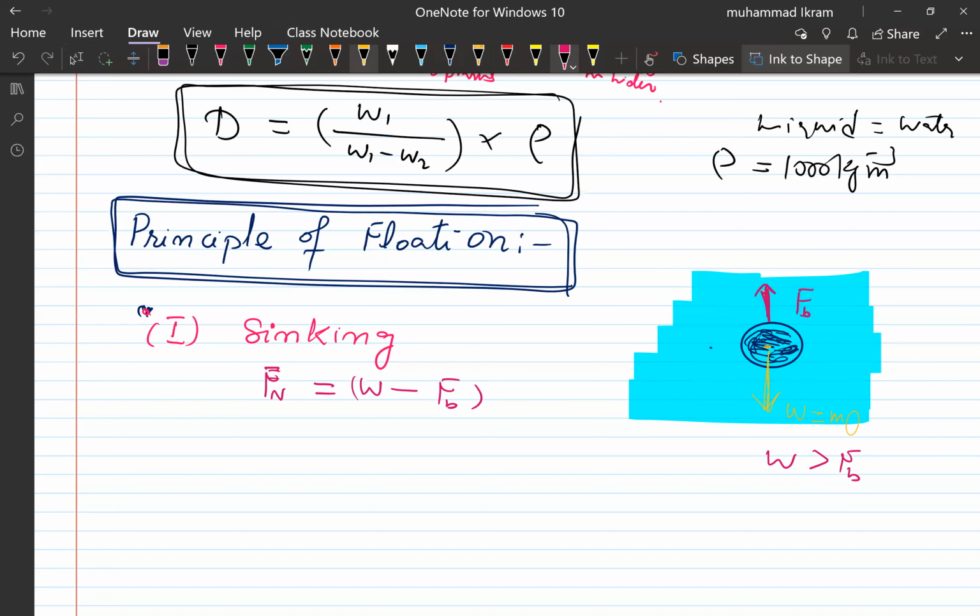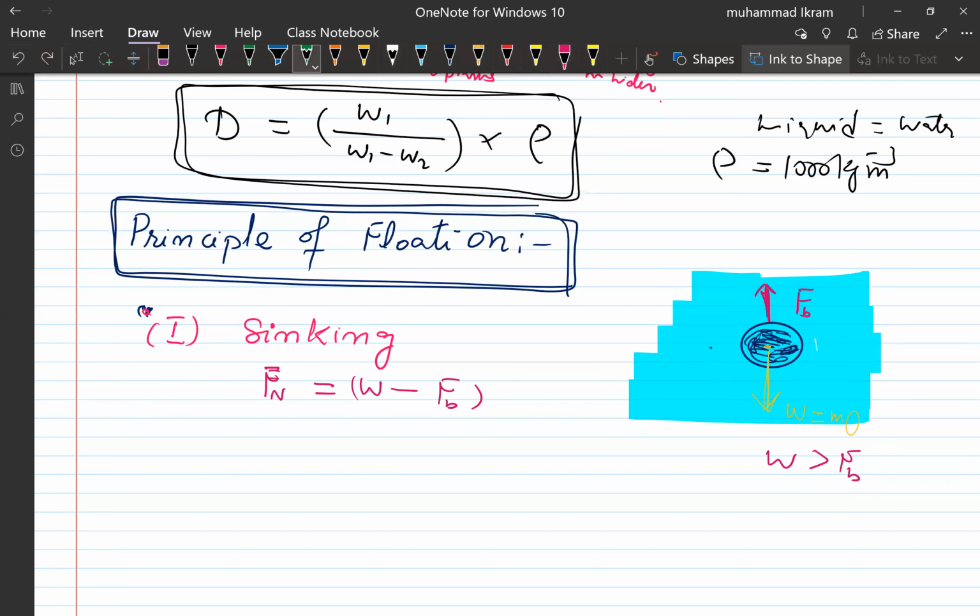In this F net force, I will just make it like this, the resultant force, this one, which is acting on the object in the downward direction. Sorry. Okay, let me use another color pen.